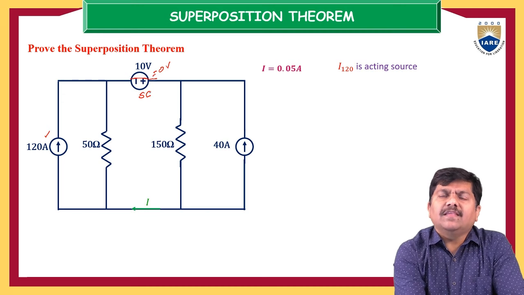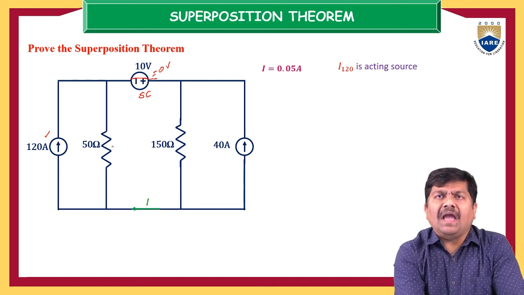Now this is the way of making a voltage source inactive or inoperative when the other element is assumed to be active in the network. Now this is about the voltage source.